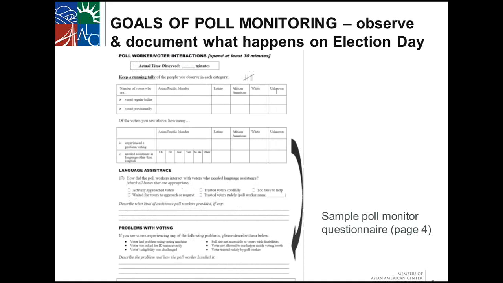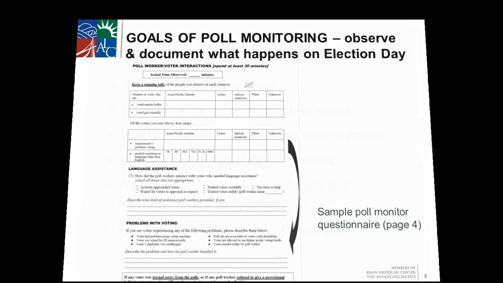And then finally, another important aspect of our poll monitor operation, why we do this work, is to observe voters interacting with poll workers. Are the poll workers being proactive? Are they providing language assistance that they've been trained to do? Are they rude? There's a number of different things that can be documented. Whether it's good or bad, we want to capture as much information as possible. If something is working, then it's a best practice that we want to share. So it's really crucial that our poll monitors are engaged and observing how voters are treated on Election Day.